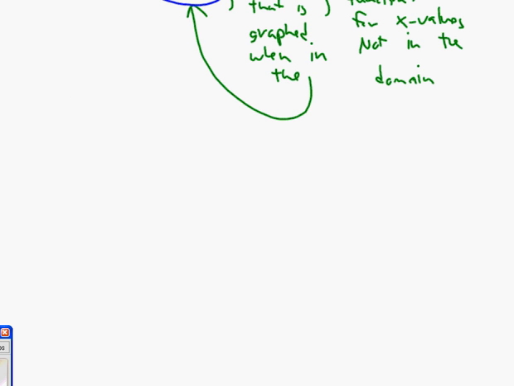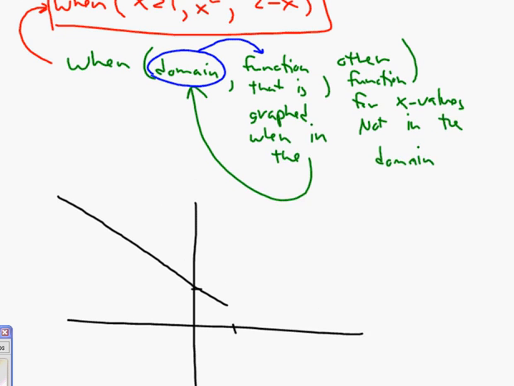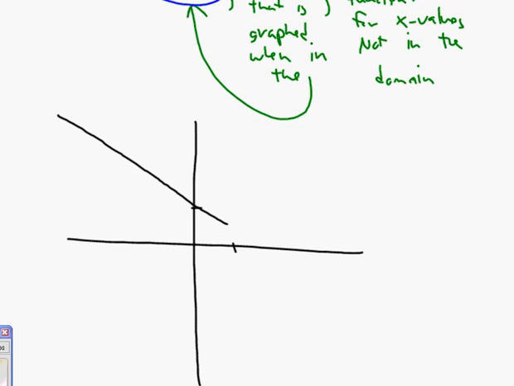So if you enter this in the calculator correctly, you end up getting something like this. The line 2 minus x looks like that, and then it stops here because it's only for x less than 1. So there's a hollow dot. But then the parabola takes over and fills in that hollow dot, and it continues up like that. So this is the x squared part of the graph. Here's the 2 minus x part of the graph.